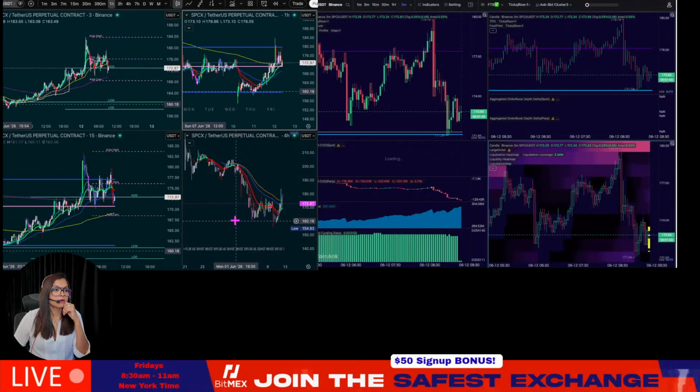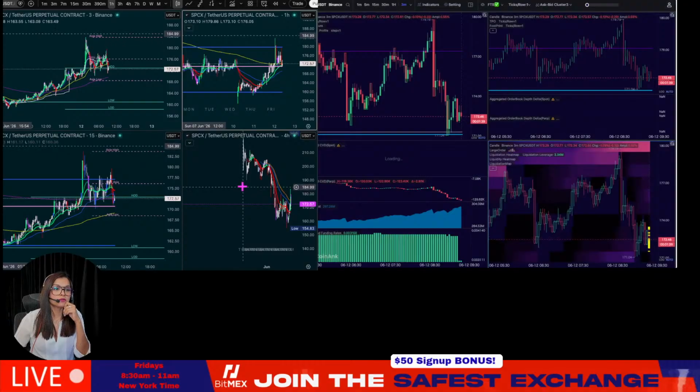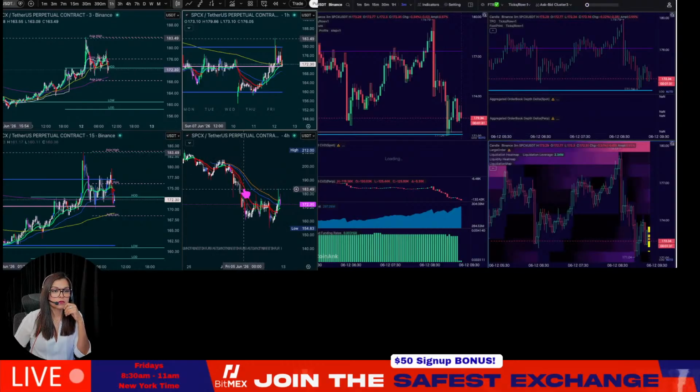Now on the 4-hour chart, it just opened over here. What date was that? The 21st of May, but that was on Binance. It opened before on BitMEX, which is what I use for trading.